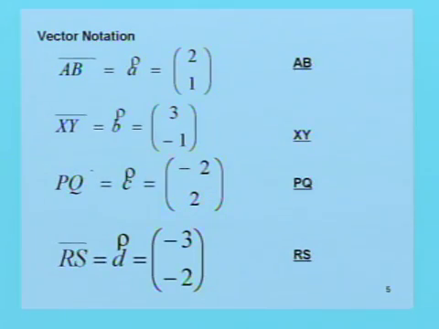Vector PQ, notice the arrow is missing over PQ. Vector PQ is equal to small letter c, say, with an arrow over c, and that is equal to (-2, 2). Can be written in the other way, PQ with an arrow under it or a line under it. Vector RS is equal to d, if we name the vector d with an arrow over it, and that is equal to (-3, -2), and can be written as RS underlined.